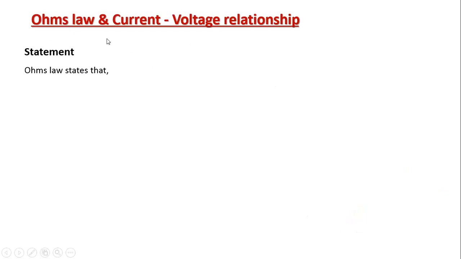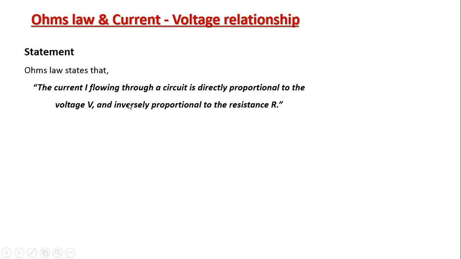Okay, Ohm's law and the current-voltage relationship. This is more detailed. The statement of Ohm's law is that the current I flowing through a circuit is directly proportional to the voltage and inversely proportional to the resistance. What does this mean? The current flowing through a circuit is directly proportional to the voltage. How much voltage you apply to your circuitry will determine how much current flows, whereas the current is inversely proportional to the resistance.